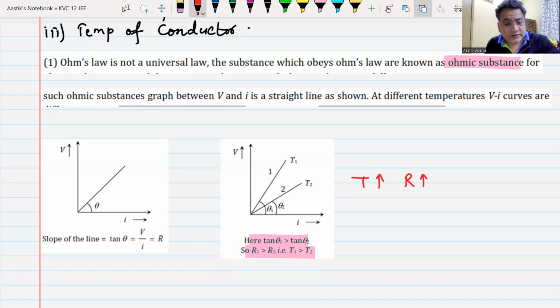I will finish this class here on this note. Have you noted down both of these graphs? Okay, I don't have time remaining to complete the next topic, so I will just end it here rather than leaving it in between. Up till now, everyone has understood what ohmic substances and ohmic bodies are, that they obey Ohm's law, and that Ohm's law is not a universal law. Have you understood up till here?